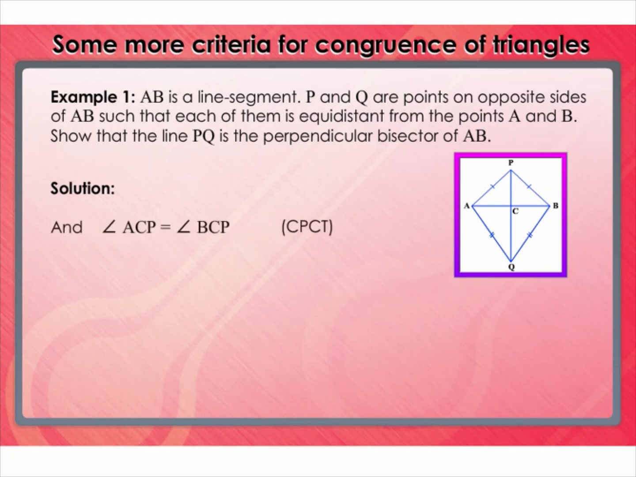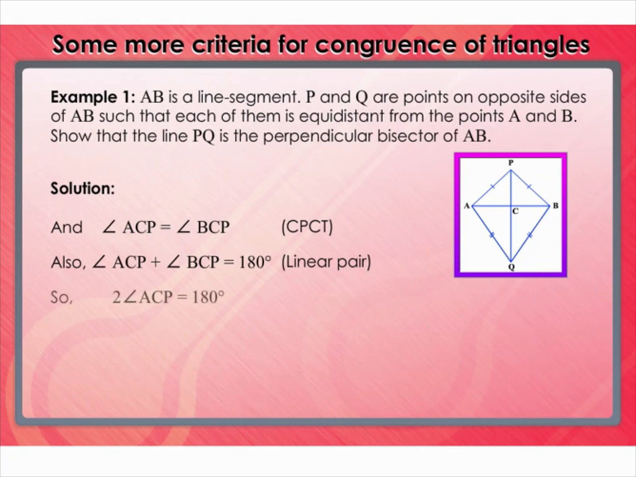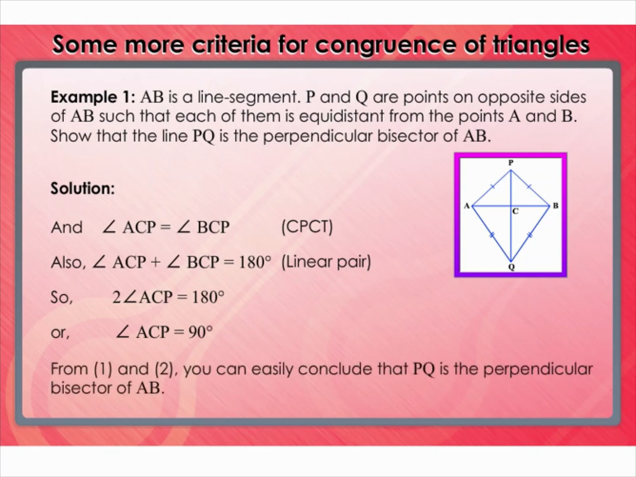Angle ACP is equal to angle BCP. Also, by linear pair, angle ACP plus angle BCP is equal to 180 degrees. This we can write as 2 times angle ACP is equal to 180 degrees. This implies angle ACP is equal to 90 degrees. Consider this as equation 2. From 1 and 2, you can easily conclude PQ is the perpendicular bisector of AB.